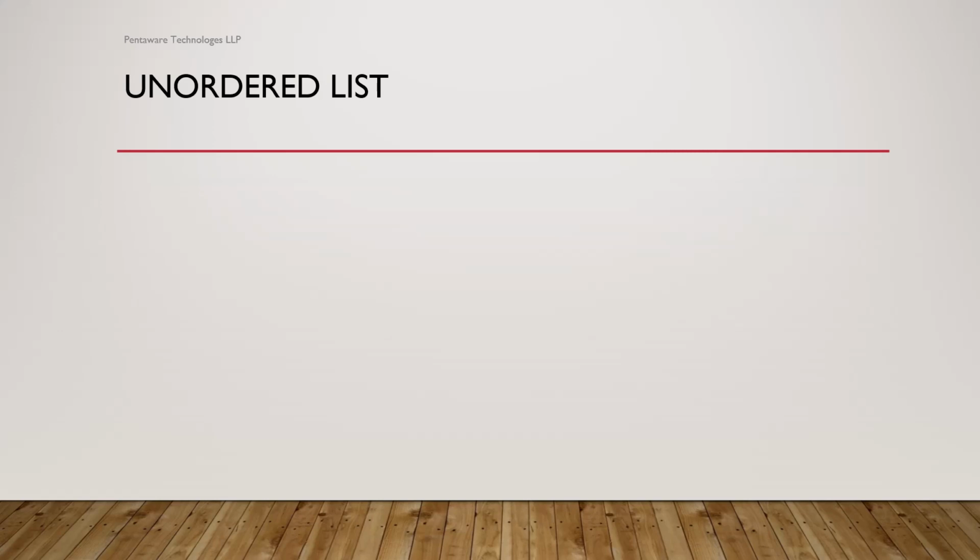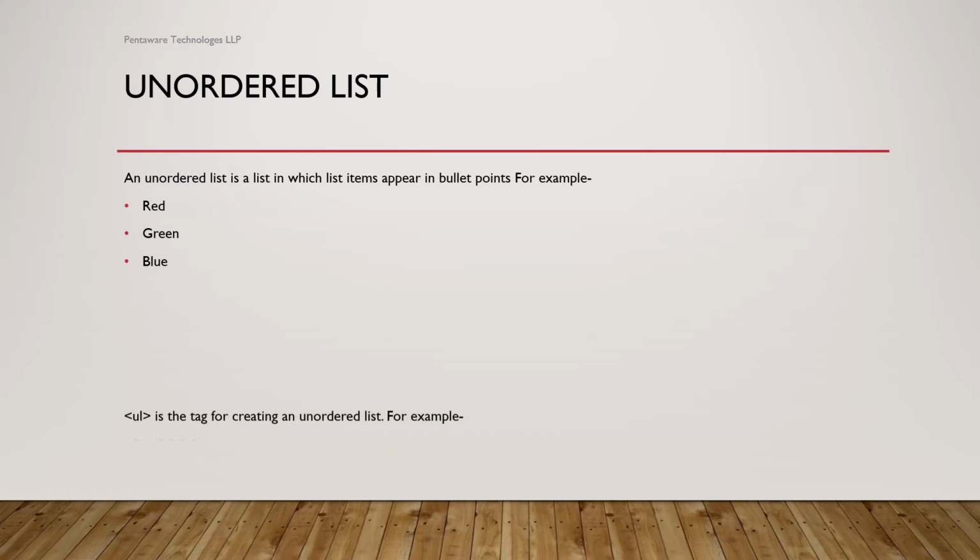And what is an unordered list? An unordered list is a list in which list items appear in bullet points. For example, red, green, blue. As we can see, these colors are appearing in bullet points. This is called an unordered list in HTML because the items do not have any order.